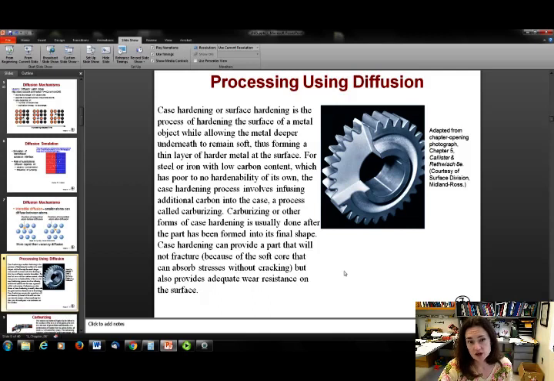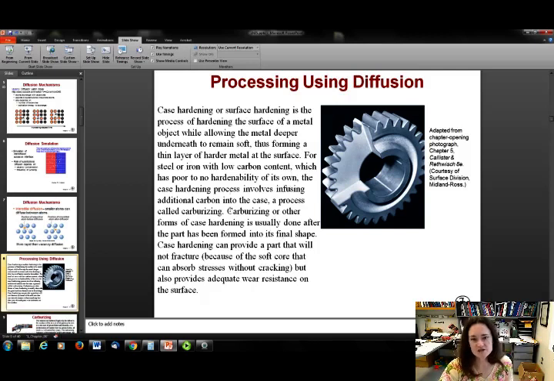If you have an iron with very low carbon content, then it's going to be much softer. And then you can add more carbon to the mix. And that causes the surface of it to be harder and more resistant to scratching and wearing. This was originally known as carburizing. It's still known as carburizing. But there's other forms of case hardening as well that don't involve carbon. So the one involving carbon is called carburizing.